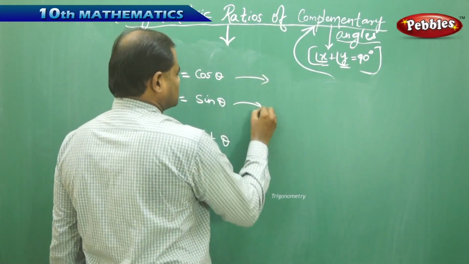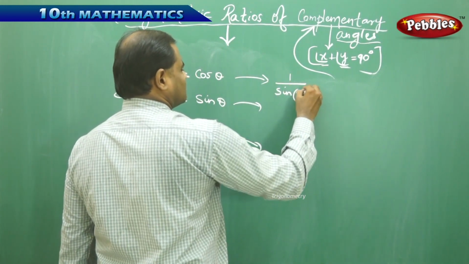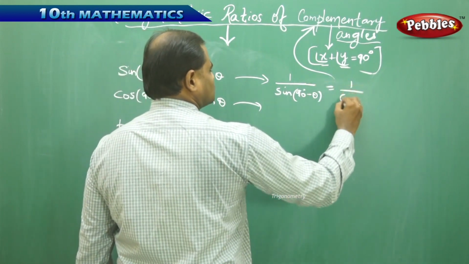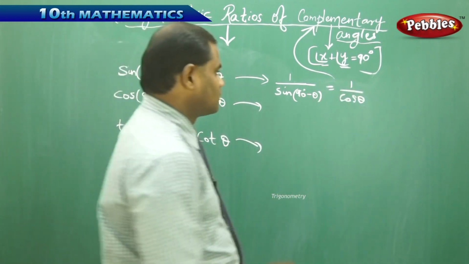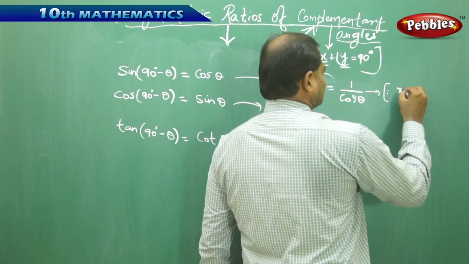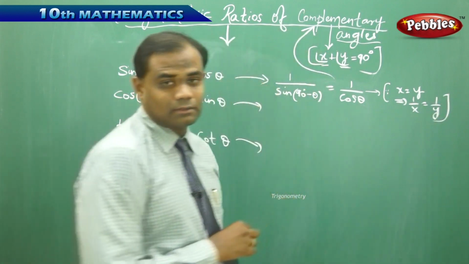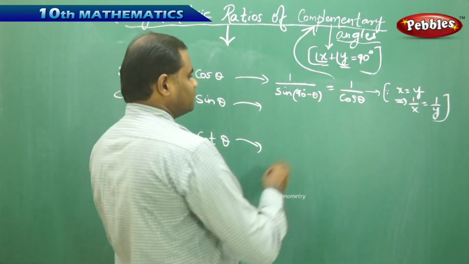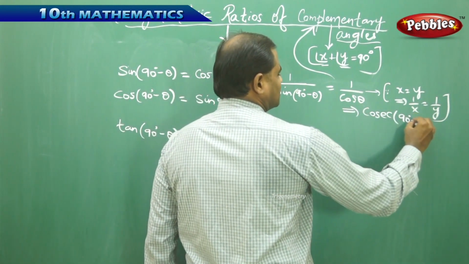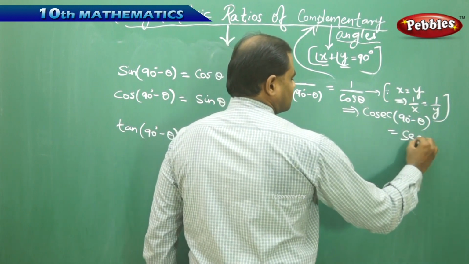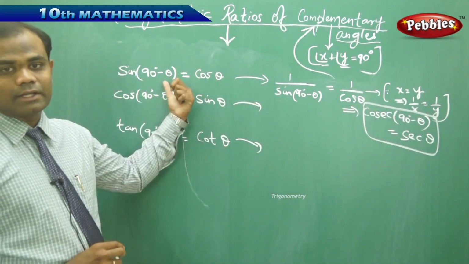This reduces to 1 by sine is equal to 1 by cos. I have taken the reciprocal of both of them because when x is equal to y, 1 by x equals 1 by y. So using this property, I get this, which on further simplification gives cosecant 90 minus theta is 1 by cos, which is secant theta, is the formula which we obtain for the first.